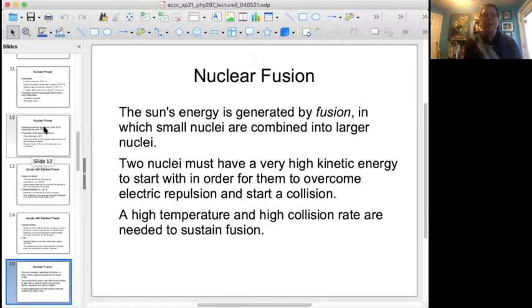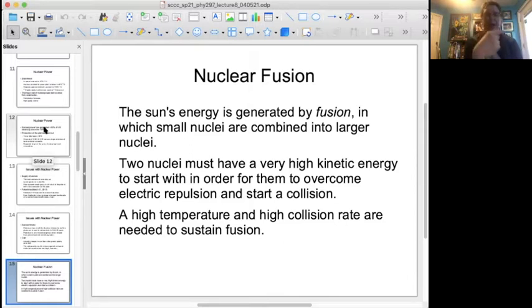Nuclear fusion is when two light atoms fuse to form a heavier atom. And the sun's energy comes from nuclear fusion. The key with fusion is that the two nuclei must have a very high kinetic energy to start with for them to overcome the electric repulsion. If it's a hydrogen atom, if you get the two hydrogen nuclei close to each other, they're going to repel each other. So you need a high kinetic energy to overcome that and make the collision happen.